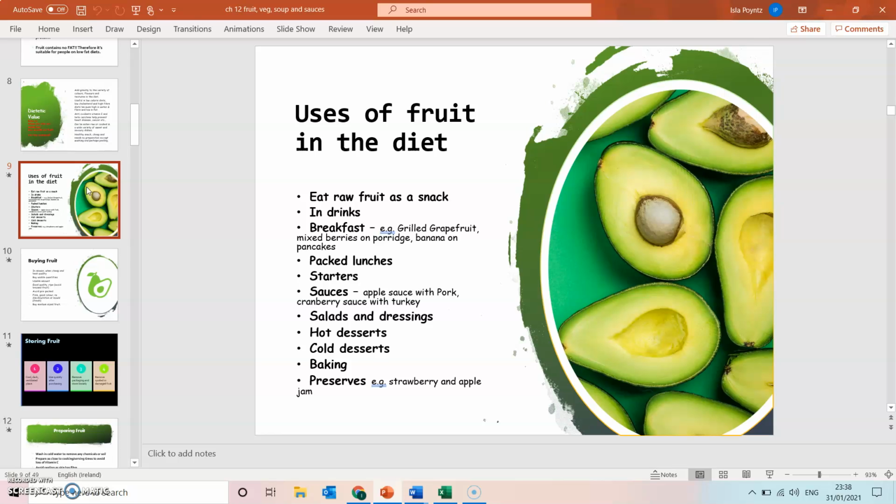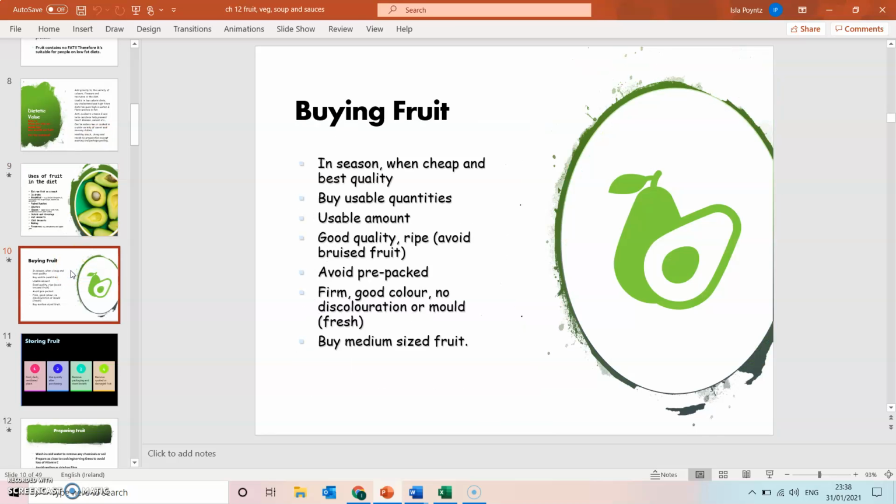Baking, example, a baked apple, apple tart, rhubarb crumble, and preserves, which are like jams, strawberry and apple jam. Okay, so know an example for each of those. Now, buying fruit. So buy it in season, it's at its cheapest and it's the best quality. Buy in usable amounts. So don't go buying a whole lot of it today, particularly berries. They go off so quickly. And then by the time you get around to eating the last punnet, then they've gone mouldy.